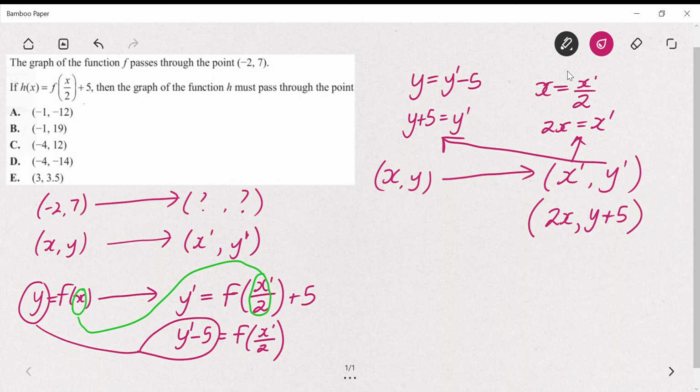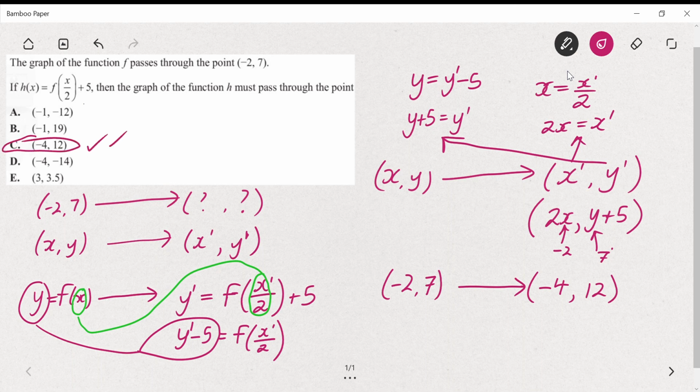So now I can take the original point that they've given me, which is x is -2, and put a -2 in there, and y is 7, so put a 7 in there, and of course I get 2 times -2 is -4, and 7 plus 5 is 12. So that's the mapped point. If you start with the point -2, 7, that's going to map to the point -4, 12. So option C is the correct answer.